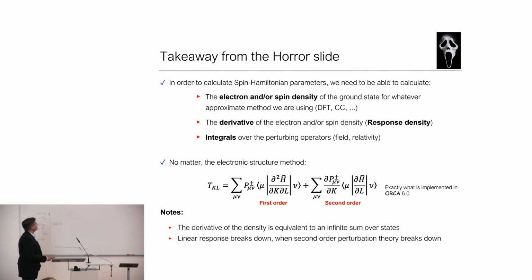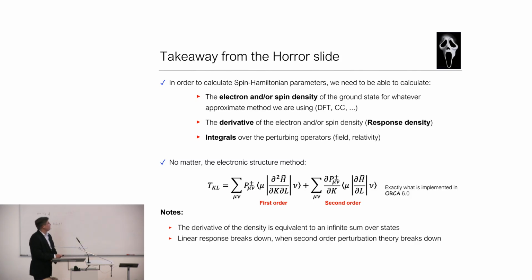Okay, so here is then the takeaway from the horror slide. In order to calculate spin Hamiltonian parameters, you only need the electron and or spin densities and the derivatives of the electron or spin densities, and that's the response densities, and then these property integrals. And that single equation is covering not only all EPR parameters, but for example also all electric properties like a polarizability and a hyperpolarizability. You can express the VCD intensity and the Raman polarizability. All of this is expressible the same way.